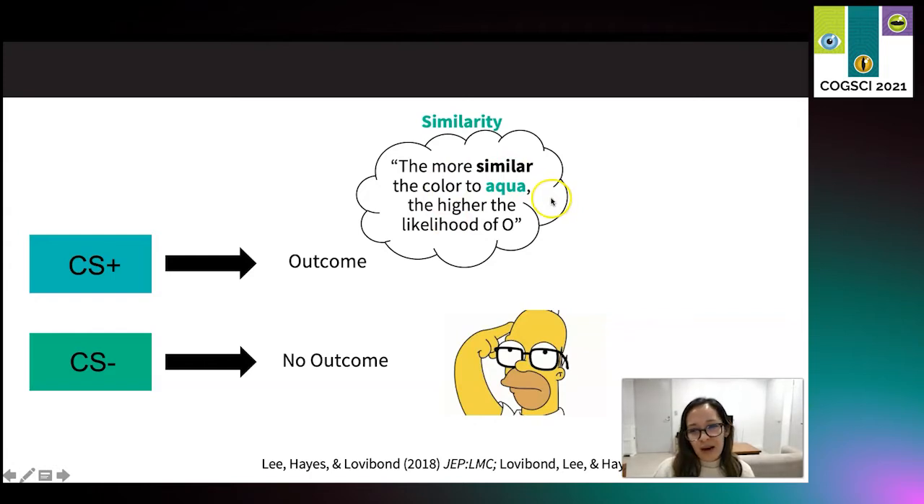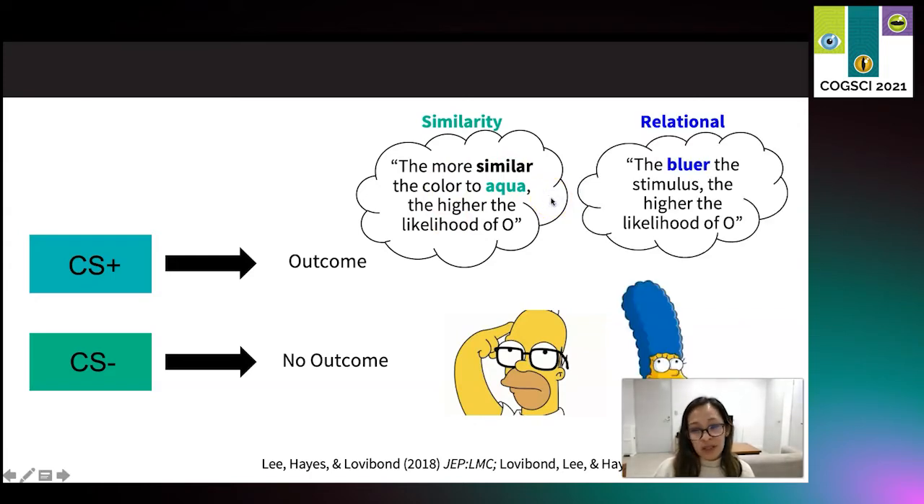And another group of participants might learn something like this: the bluer the stimulus, the higher the likelihood of the outcome. Here we can refer to this as a relational generalization rule or relational strategy because it concerns the relational difference between the CS+ and the CS-.